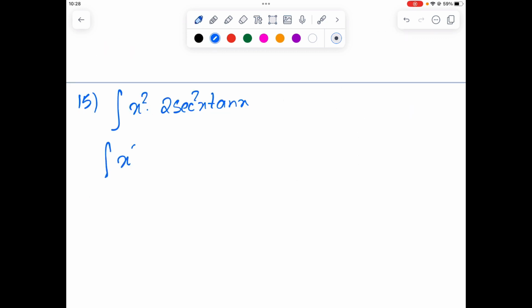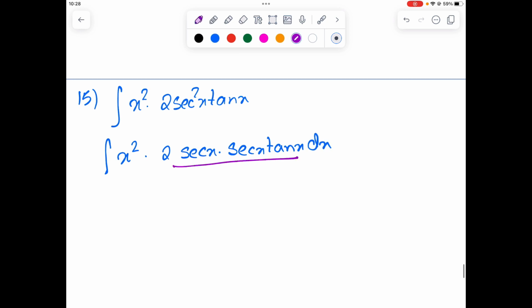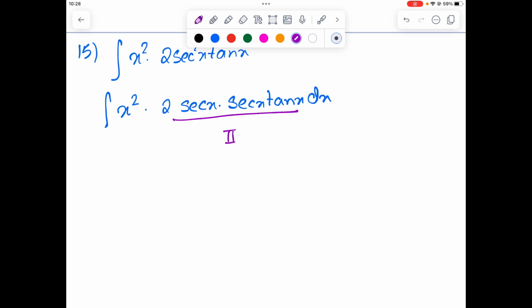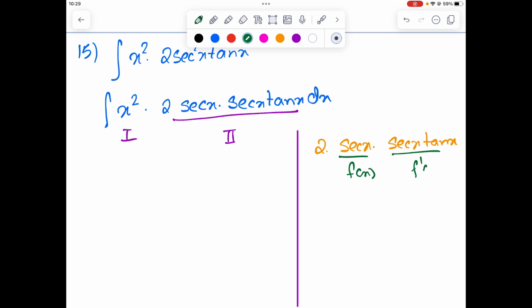So it is x square times 2 secant square x tan x, which can be written as 2 secant x times secant x tan x dx. So first I'll do my homework, take this one separately, and try to find that as second function and try to find the integral of that one. So we know what will be the integral of second function. So we shall try that. Integral of this one can be written as 2 secant x times secant x tan x. Now this becomes my f of x and this becomes f prime x.